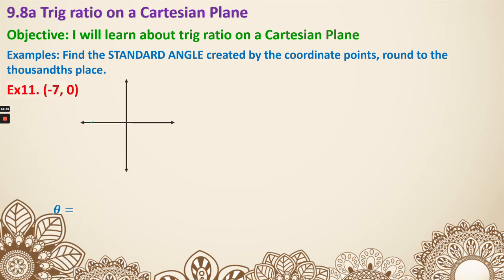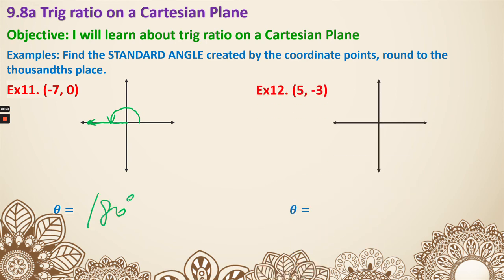-7, 0. It's right here, which means my angle is this one, so it's 180 degrees. Number 12, 5, -3. So 5, -3. The angle I'm looking for is right here. However, if I just look at my triangle, that's the triangle, and this is not the angle I can find directly because that is my 5, that's my -3.